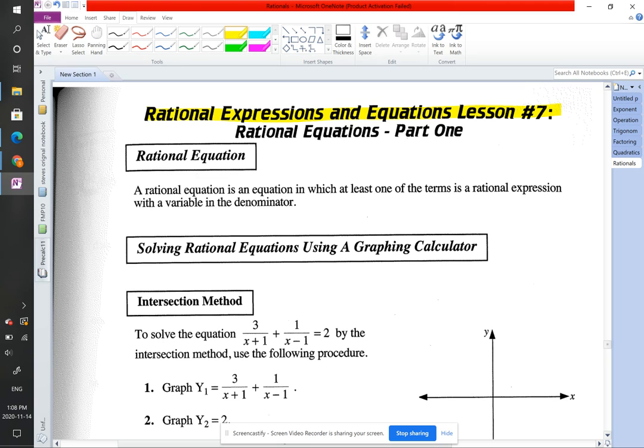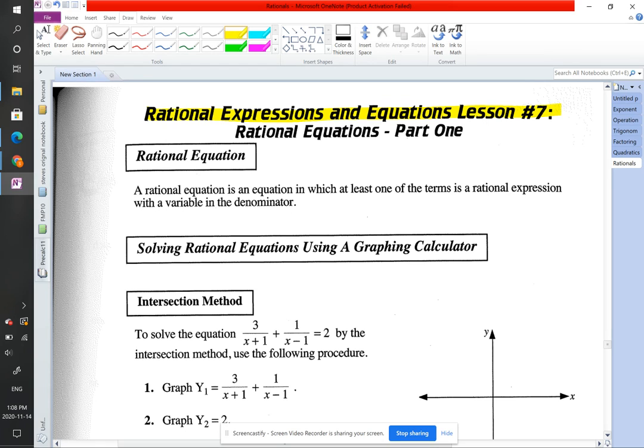Just like throughout most of this unit, lessons 7 and 8 kind of tie together. So this is essentially your last two lessons of the unit, and then we're done. Yay! So today we're looking at rational equations. So far we've just been looking at rational expressions, and now we're going to look at rational equations.